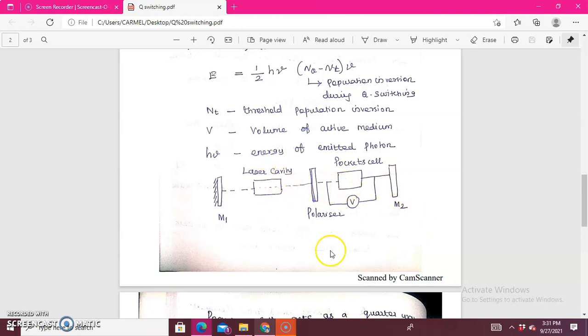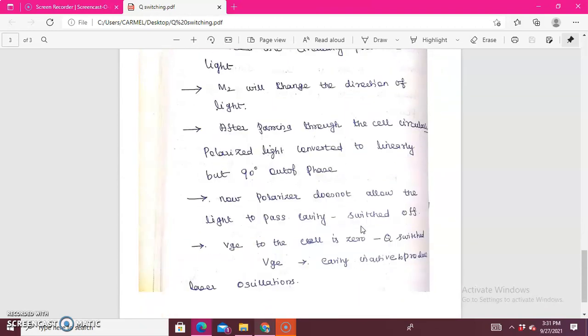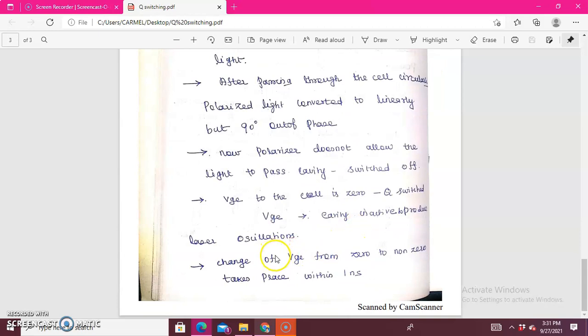So I can understand there is only a small duration, that is, when the voltage changes from 0 to non-zero. During that change from 0 to non-zero, it will take one spike. It will take only 1 nanosecond. That narrow pulse we call a giant pulse. That giant pulse is nothing but your Q switching point. That is very, very important.